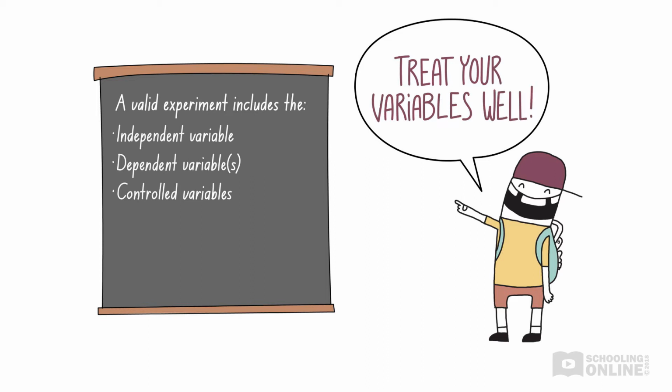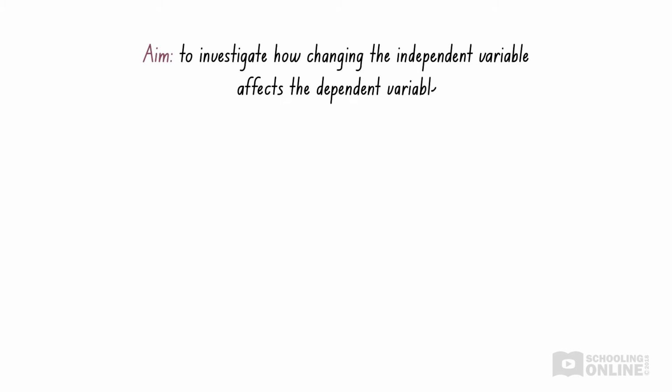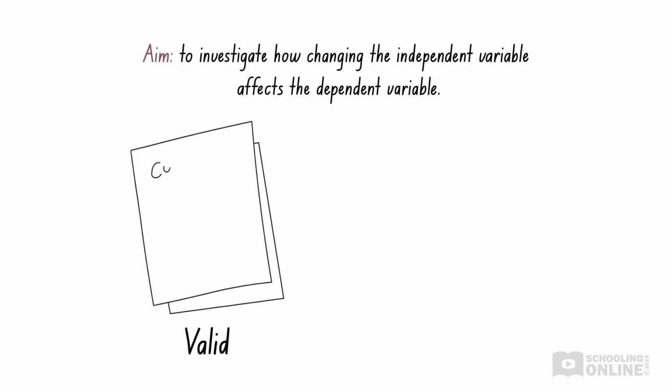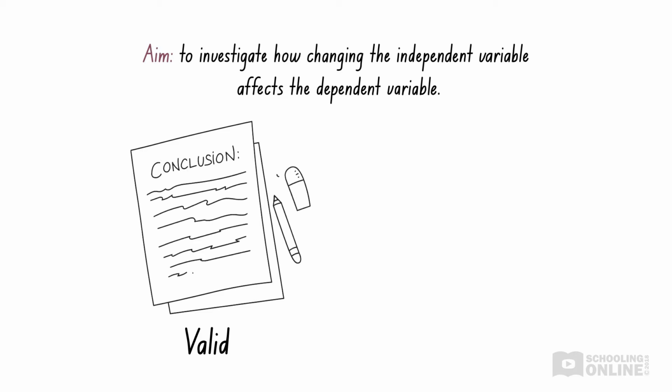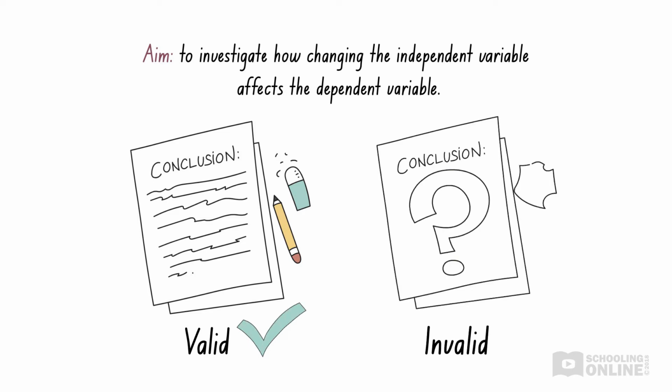If you remember from Year 10 science, the independent variable is what we change in our experiment. The dependent variable is what we measure, and the controlled variables are what we keep the same across all trials. Remember, the aim of a science experiment is to see how changing the independent variable affects the dependent variable. If our experiment is valid, then we can draw meaningful conclusions about the effect of changing the independent variable on the dependent variable. If our experiment is invalid, then we cannot make a formal conclusion because other variables may have affected the results.